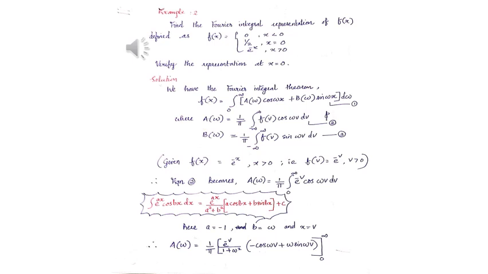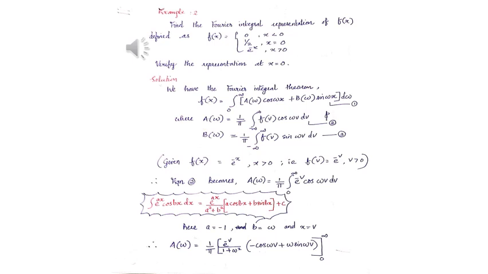Find the Fourier integral representation of f of x, defined as f of x is equal to 0 for x less than 0, 1 by 2 for x equal to 0, and e raised to minus x for x greater than 0. Verify the representation at x equal to 0. That is a particular case. So we have to find the Fourier integral representation of the given function f of x, and also verify the representation at x equals 0. That means at x equal to 0, are we getting the value 1 by 2?